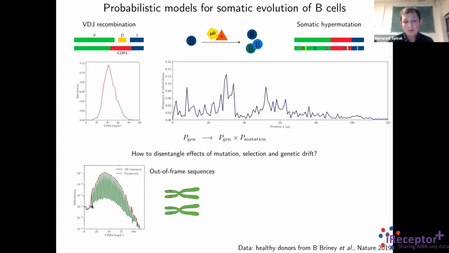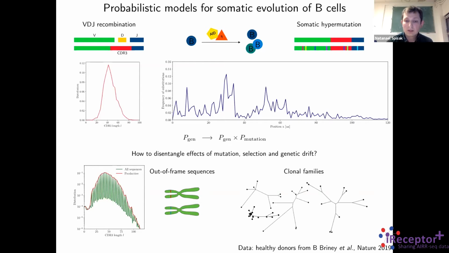You can see here in the CDR3 length distribution, on a log scale, that we have much less of the out-of-frame transcripts than productive ones. But given that we now have access to great data sets of unprecedented sequencing depth, this is actually enough, as I will show you, to build such models. The data I use here for the models is the data from the Briney lab, published 2 years ago.